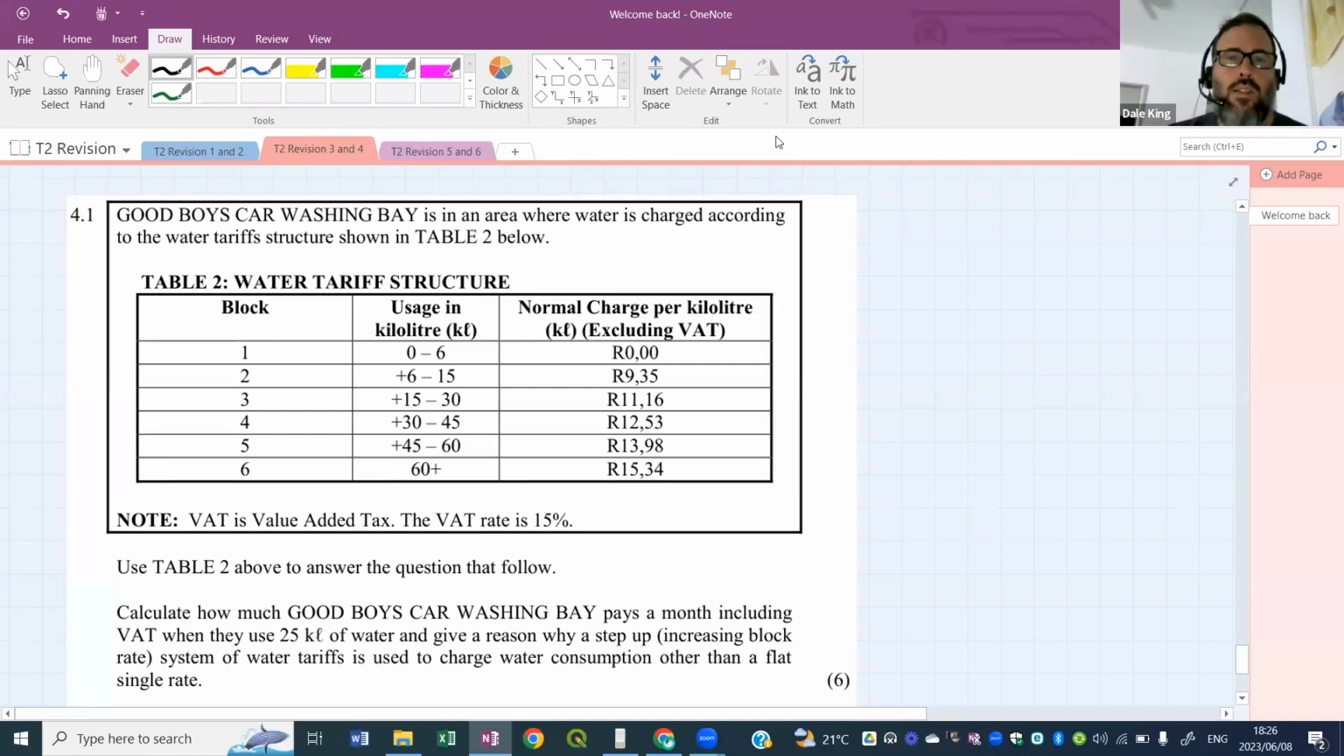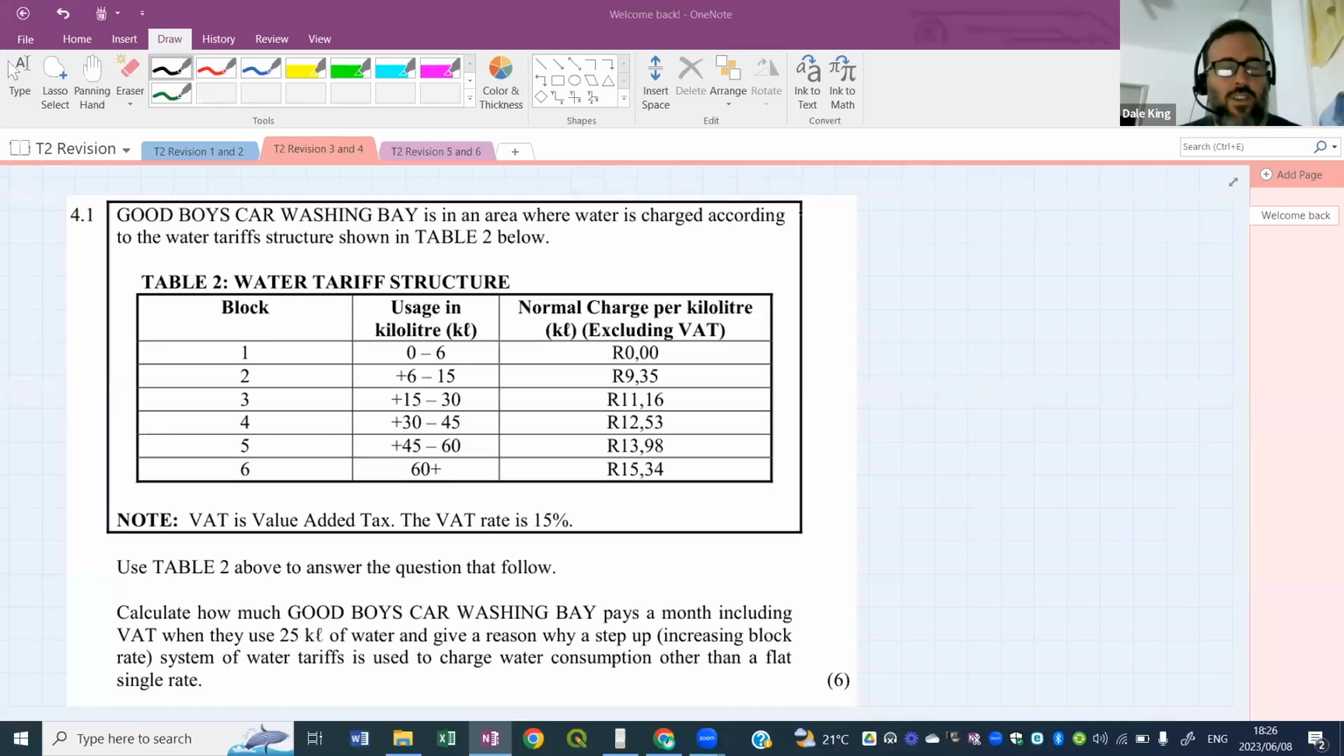All right, now municipalities have these. Lauren, don't worry. Don't stress. Municipalities have these tariff tables on their websites. If you are going to rent a place or own a house and are paying water and electricity, the water will be charged according to a table like this. So it's not just an exam question that you have to deal with. This is real life that you're going to have to deal with. Okay, so tariff tables are a thing.